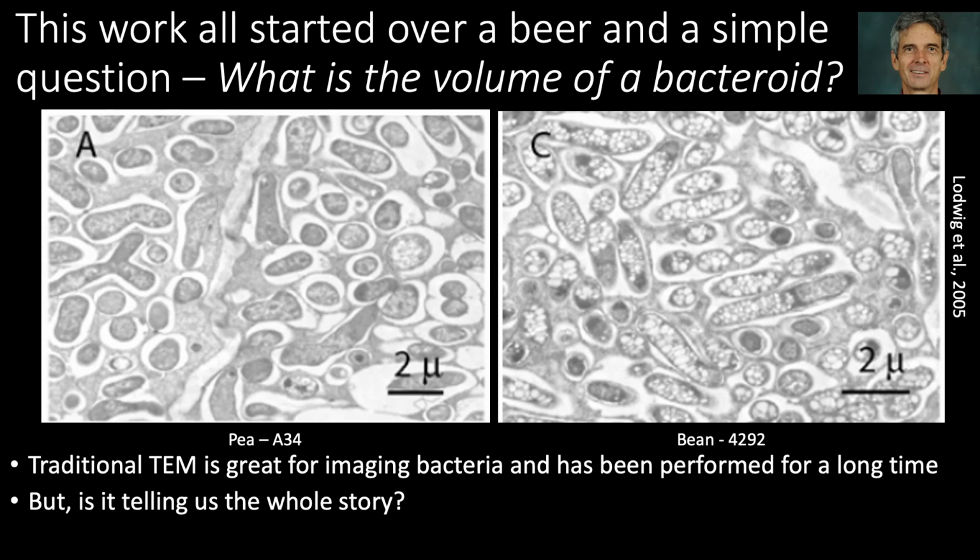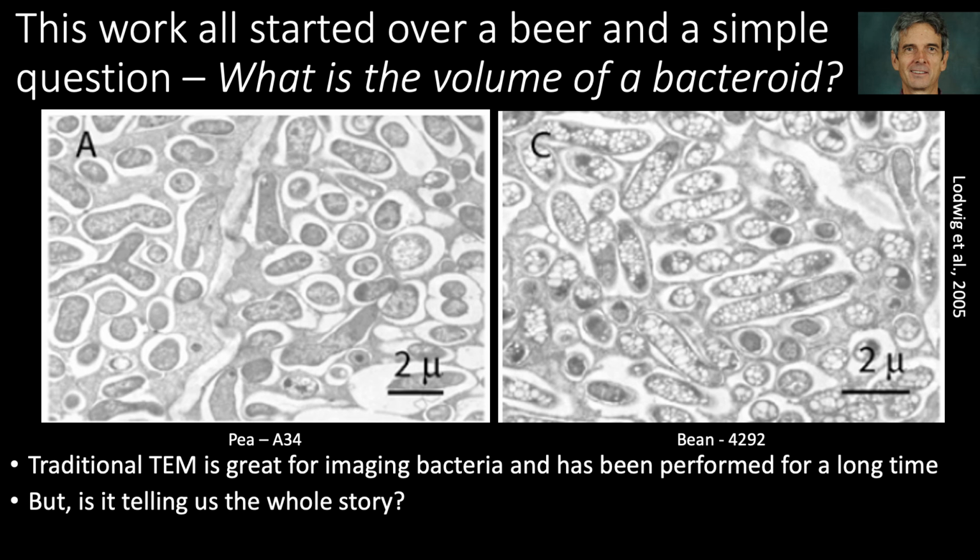But here we've got an image. This is an electron microscopy image, a transmission electron microscopy image of two different types of bacteroids. This one is from pea, A34, and this is from bean, bacteroids 4292. They look a bit different, but they also look quite similar, I would say. Roughly maybe the same size, maybe these are a little bit bigger. These have got some kind of striations here, but are these the cells dividing? What's going on here? We can't be really conclusive.